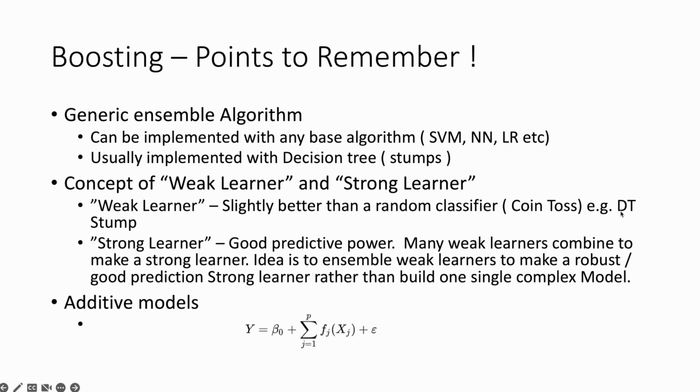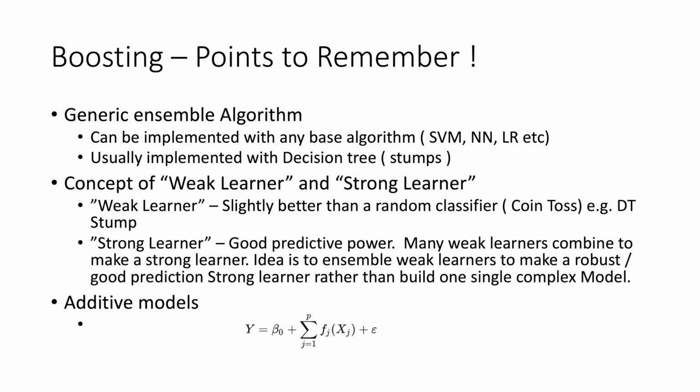Now friends, you know what is a decision tree stump? It is a decision tree whose depth is close to 1 or 2. That is called a decision tree stump. What is a strong learner? It has good predictive power. The ensemble is a strong learner. Many weak learners combine to make a strong learner. The idea is to ensemble weak learners to make a robust, good prediction, a strong learner, rather than build one single complex model. So an ensemble is always a group.